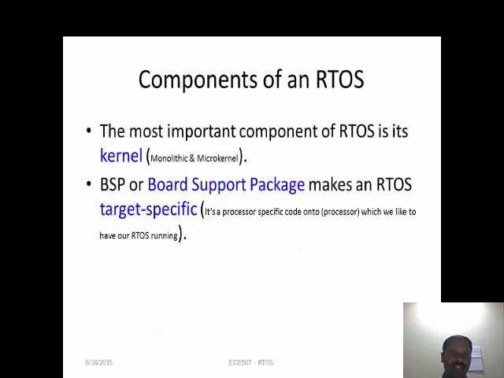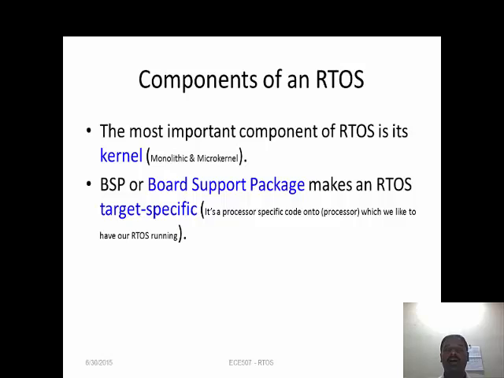Those were the characteristics of a real-time operating system. What are the components of a real-time operating system? We just saw them moments back in the layered architecture: what is referred to as the kernel. The kernel can be monolithic or microkernel, and there are device drivers or board support packages in the real-time operating system. So let's talk about monolithic kernels and microkernels.